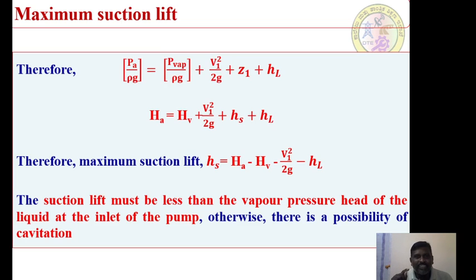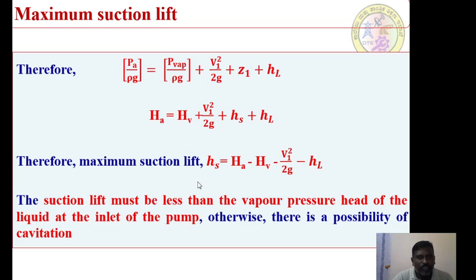HS, sorry. HA is equal to, since PV by rho g is nothing but HV, the vapor head. So HA is the atmospheric pressure head, HV is the vapor pressure head, plus V1 square by 2g, the velocity head across the suction pipe. HS is the maximum suction lift. HL is the head loss due to friction in the suction pipe.